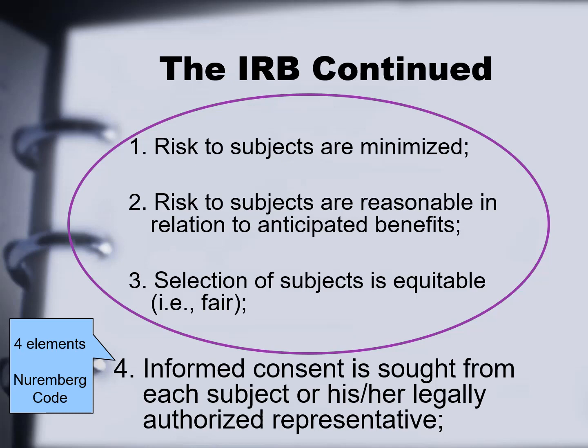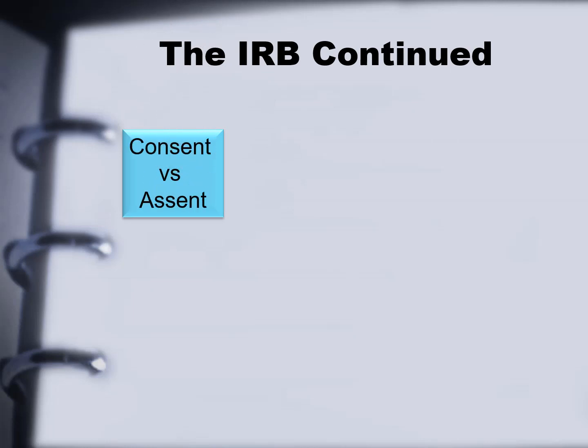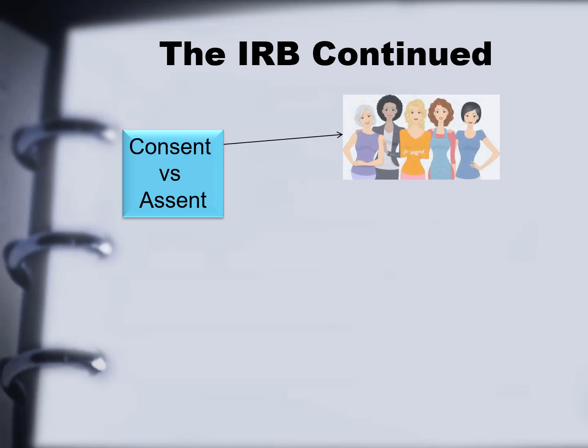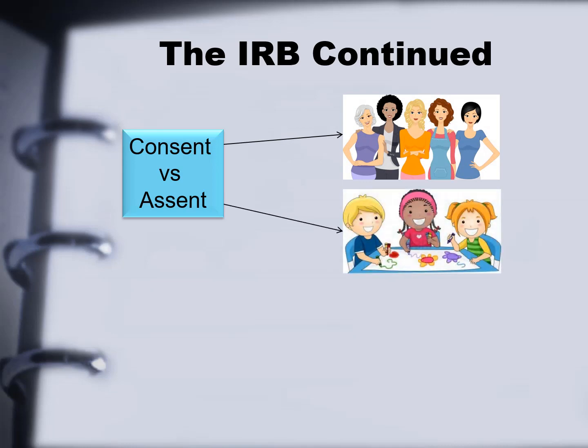In terms of informed consent, however, one thing to know is that there's a difference between consent versus assent. When we use the term consent, we're referring to autonomous agents, again, adults. Assent is for children or adults with diminished authority who have the ability to participate in a study, but they don't have the legal authorization to make the decision on their own.